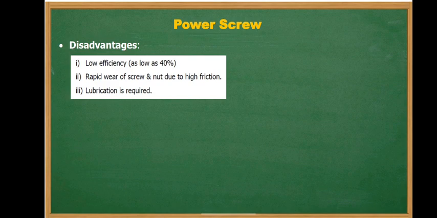Disadvantages: it has low efficiency. The efficiency of the power screw may be less than 40%. Rapid wear of screw and nut due to high friction, and proper lubrication is required for the power screw.